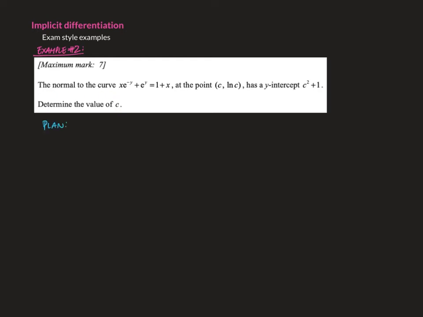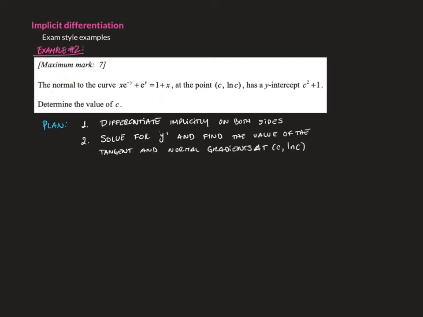So for this question, the first thing we need to find is the derivative of the function, and we're going to do that on both sides. Because this is the normal function, we not only need to solve then for y', but we need to take the negative reciprocal of it because it is perpendicular to the tangent. It's not the gradient of the tangent itself.